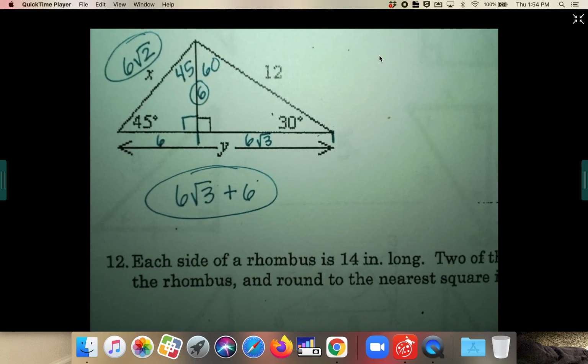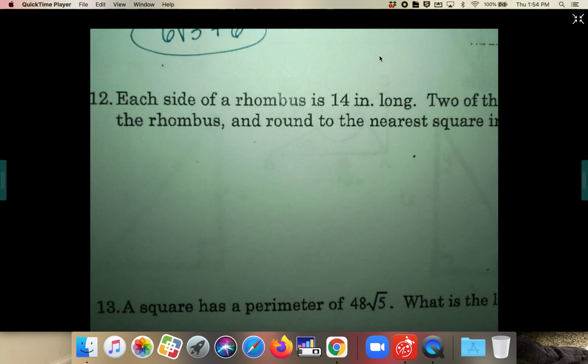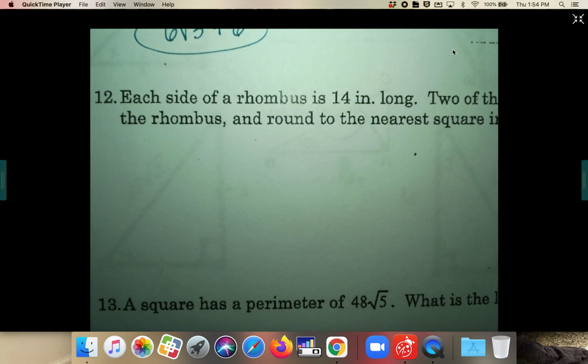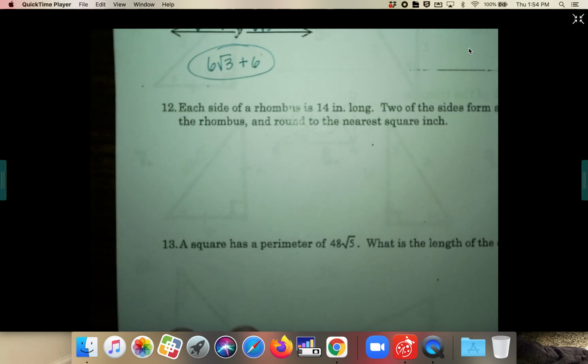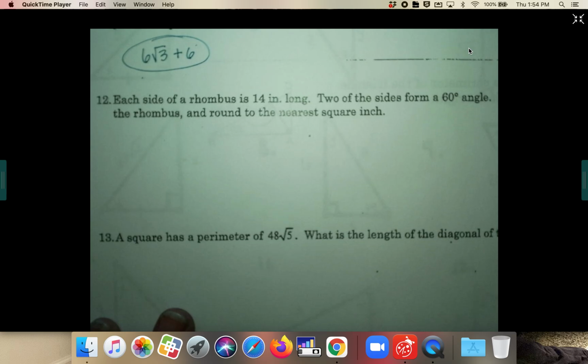All right, let's do 2 more problems. These are word problems, and then hopefully you will have had enough practice of these 30, 60, 90, and 45, 45, 90 to get you through a few more days of practice.